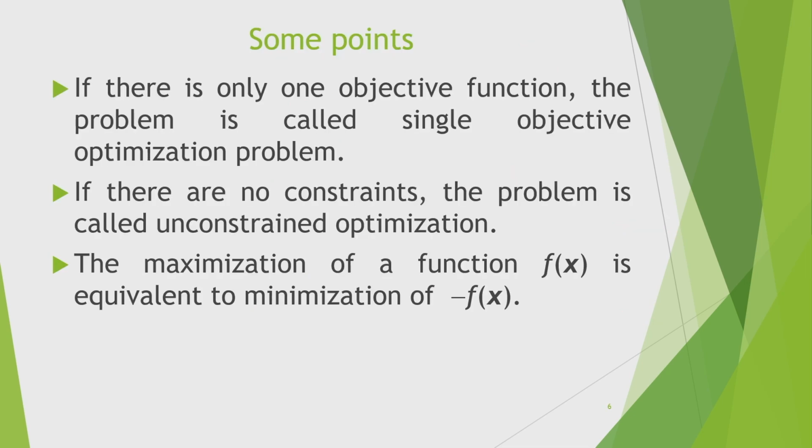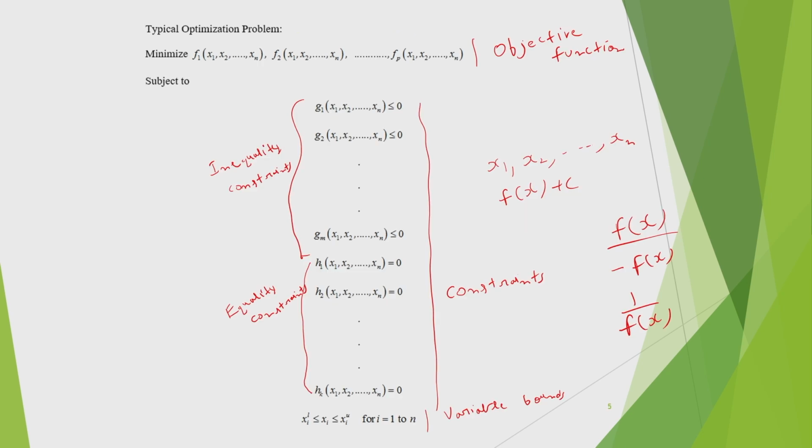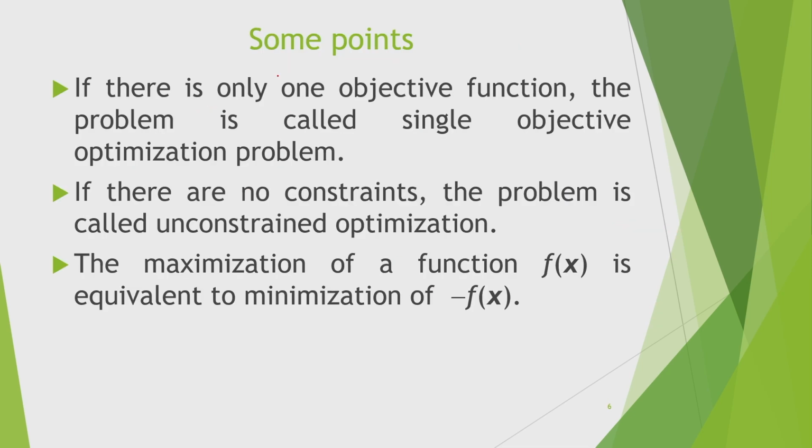Some points I want to highlight. If there is only one objective function, the problem is called a single objective optimization problem. Otherwise, what is this problem? A multi-objective problem, because there are many functions you have to optimize, but here we have a single objective problem. If there are no constraints, the problem is called unconstrained optimization. Sometimes there are no constraints also. This is called unconstrained.